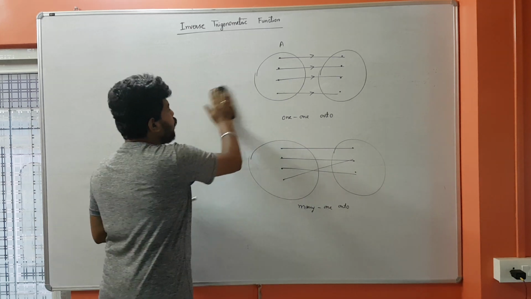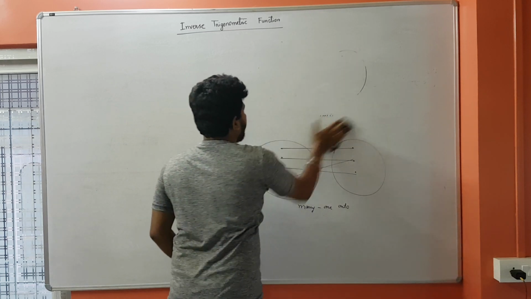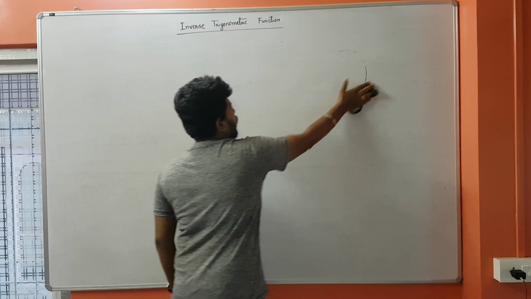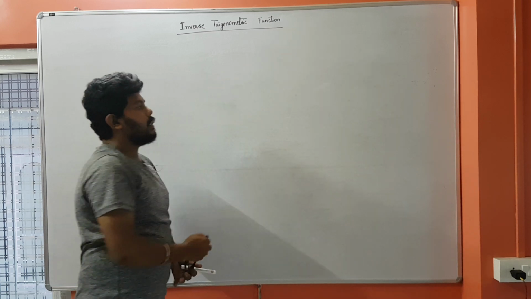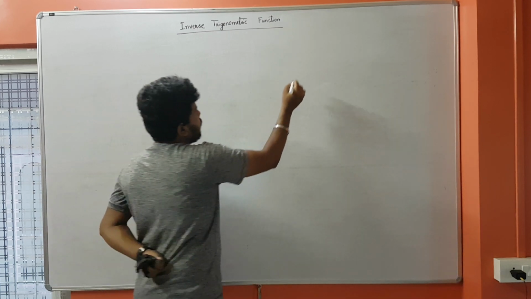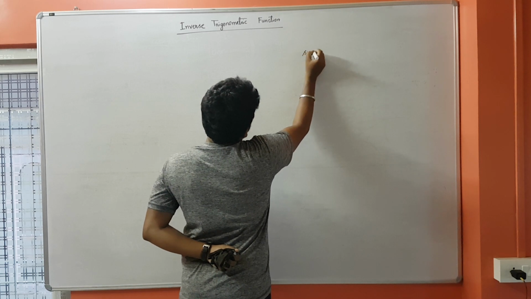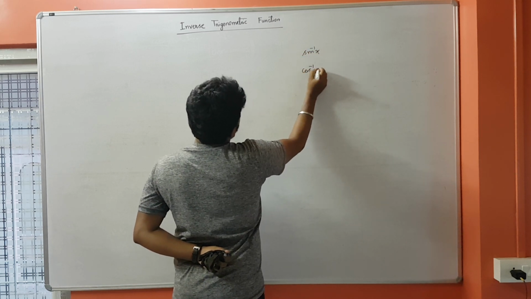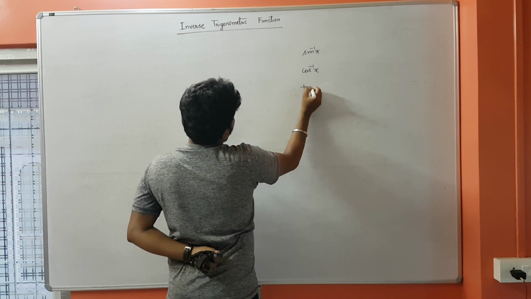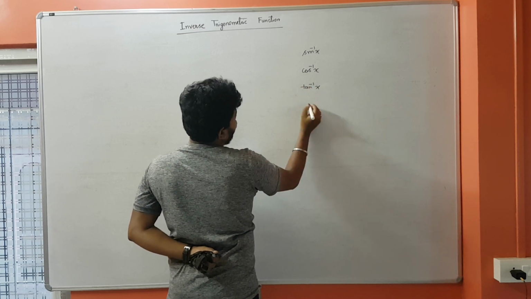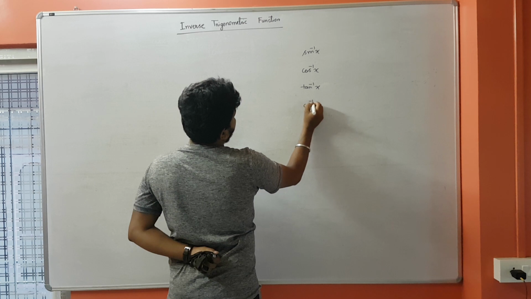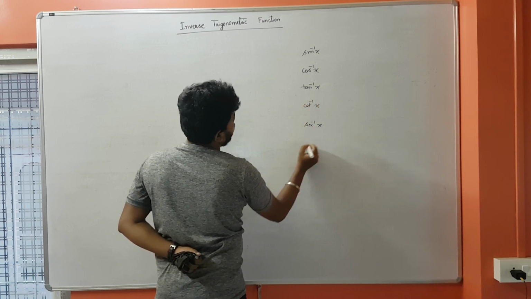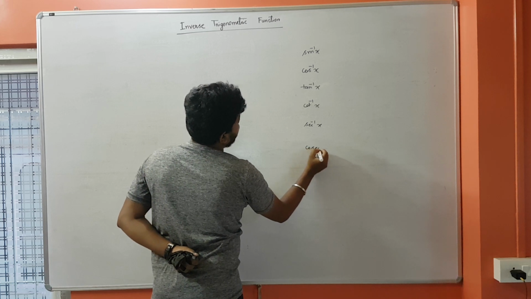Let us move on to inverse functions. In inverse functions, there are 6 functions. Number 1, sin inverse of x. Number 2, cos inverse of x. Number 3, tan inverse of x. Number 4, cot inverse of x. Number 5, sec inverse of x. And number 6, cosec inverse of x.